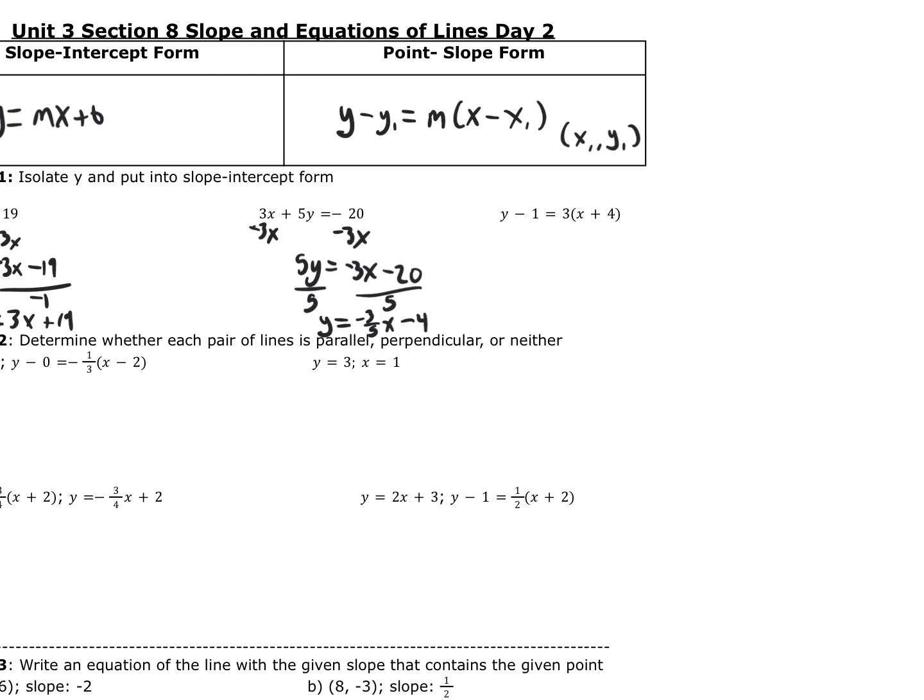This last one here is an example of an equation written in point slope form. So the first thing we'll do is distribute the 3 to make that 3x plus 12, and then we add 1 to both sides, so we get y equals 3x plus 13.